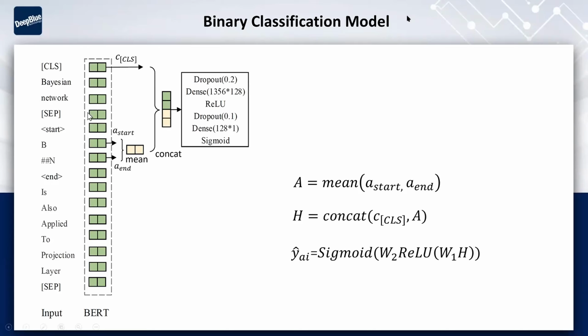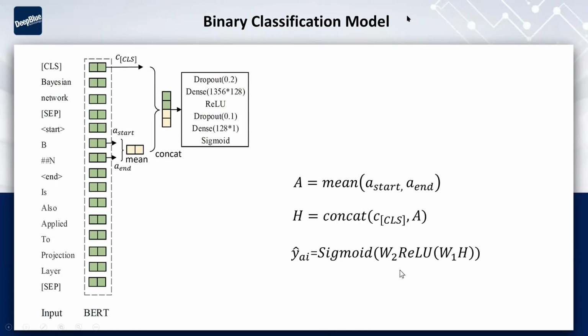We use BERT as the encoder to get the representations of input segments. Since BERT may tokenize this acronym into several tokens, we average the representations of the start and the end positions of the acronym, and concatenate it with the CLS position vector. Then we send this concatenated vector into a binary classifier for prediction.